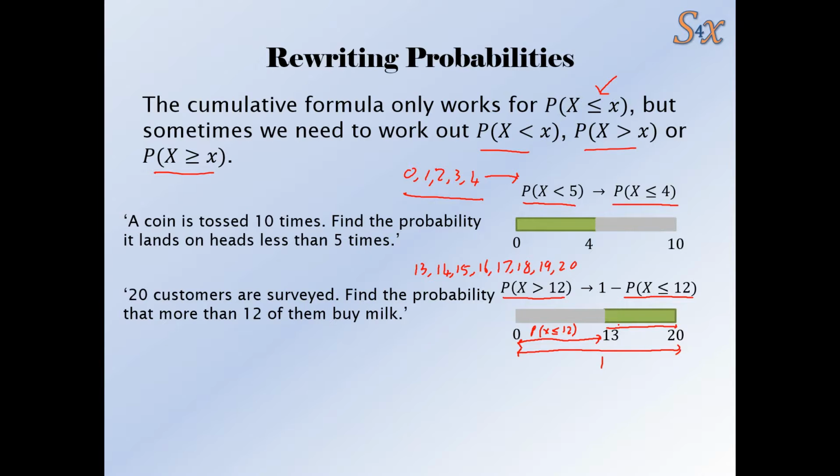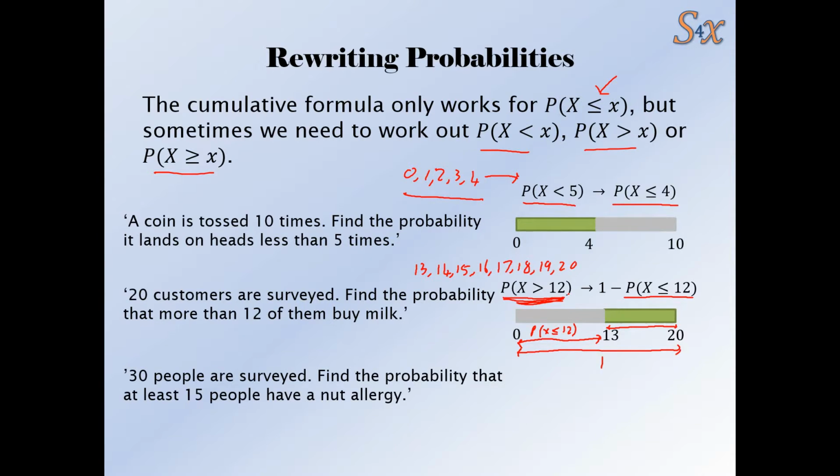Okay, so all I've done there is rewritten that probability to use the less than or equal to sign instead of a larger than sign. Now I can use my cumulative formula. Hopefully that made sense. I've said the whole bar is equal to 1, and I can subtract off the probability X is less than or equal to 12, and that leaves me with this probability here.